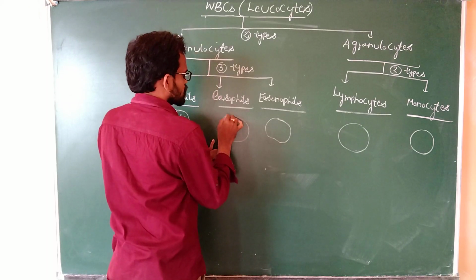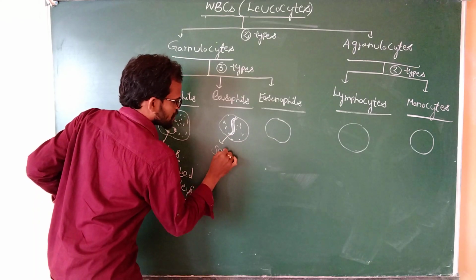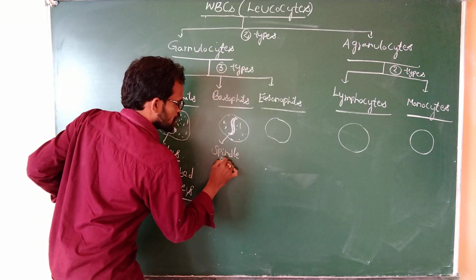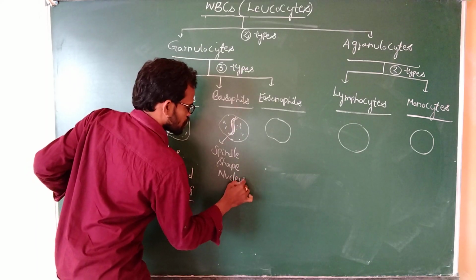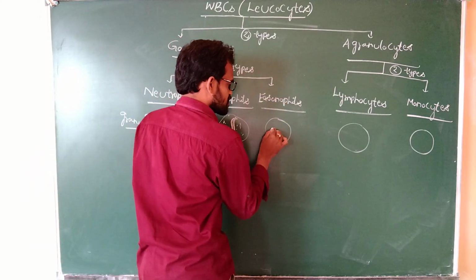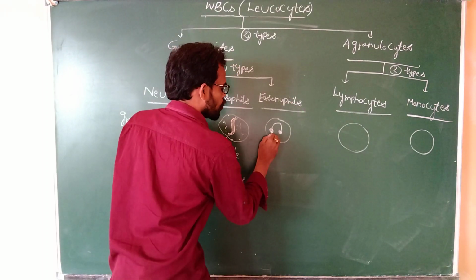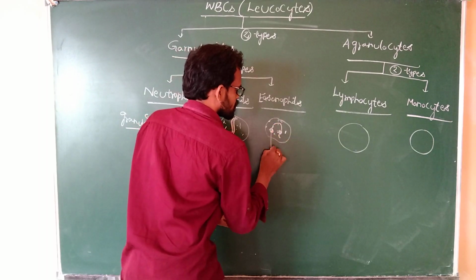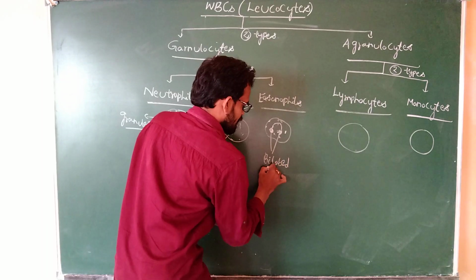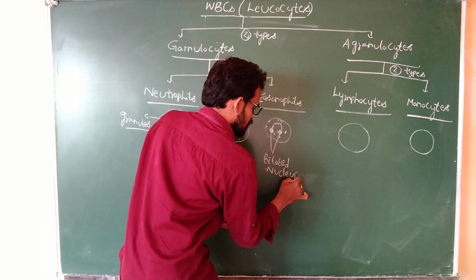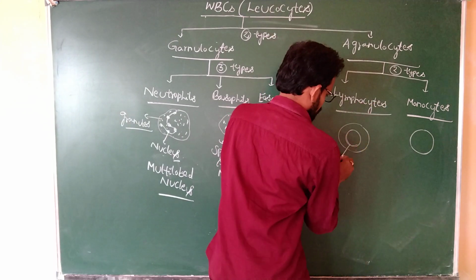Basophils have a spindle-shaped nucleus. Eosinophils have a bilobed nucleus, and cytoplasm is present. Lymphocytes have a round-shaped nucleus.